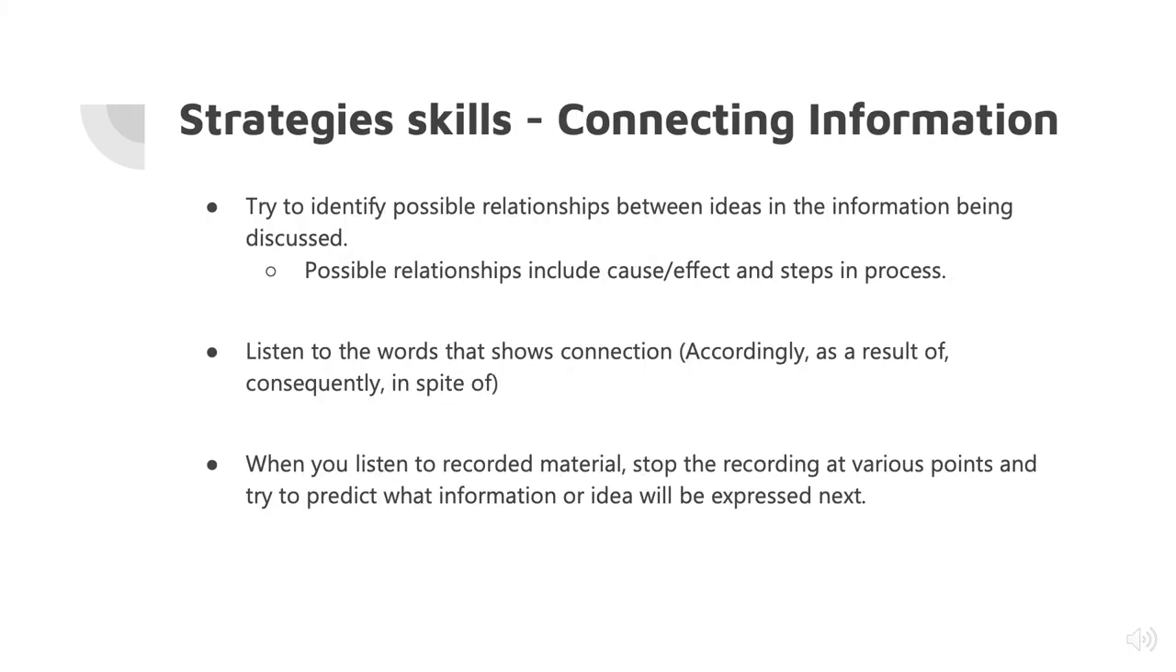Connecting information, strategy skills. Try to identify possible relationships between ideas and the information being discussed. Possible relationships include cause and effect and steps in a process. Listen to the words that show connections. Accordingly, as a result of, consequently, in spite of, are all examples of words used to show connection.